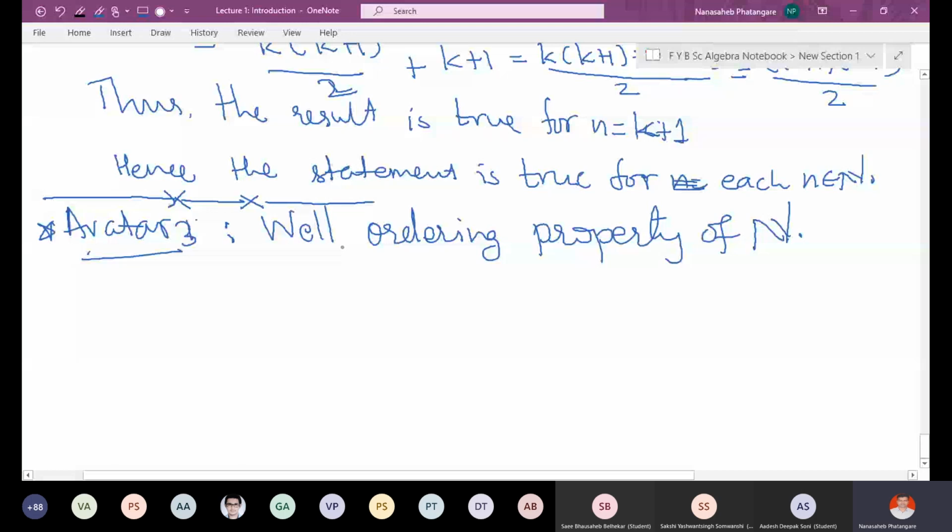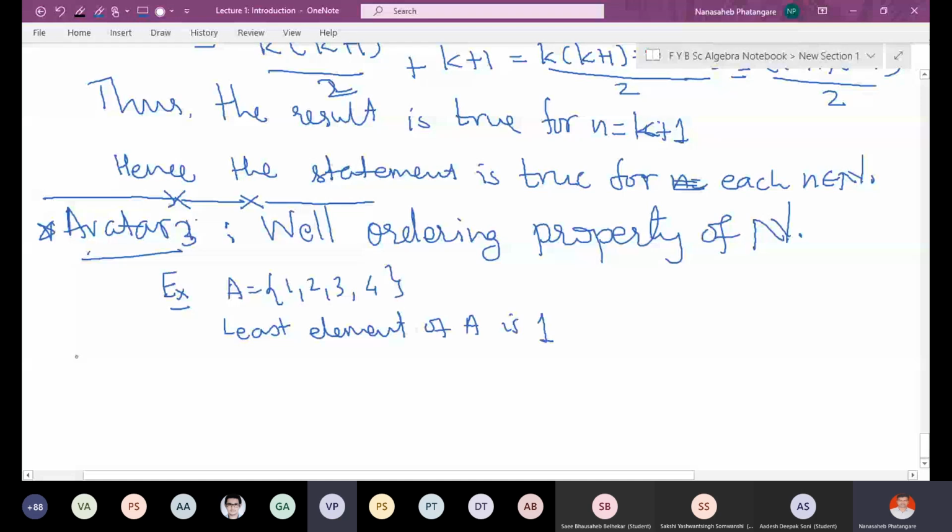But anyway, what is the well ordering property? Before that, let me introduce some basic idea. Suppose I take set A = {1, 2, 3, 4}. So what is the least element? The least element of A is 1, right? And therefore, can you tell me the definition of least element? Okay, this is example 1.